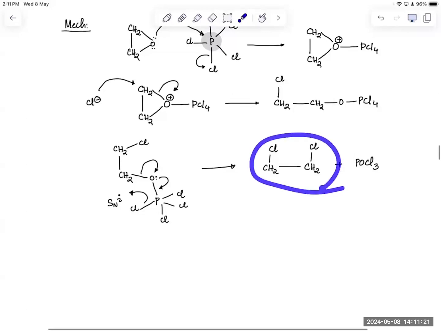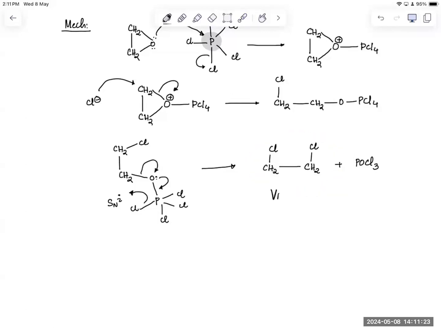So I hope all of you understood that. This is how we'll get vicinal dihalides.